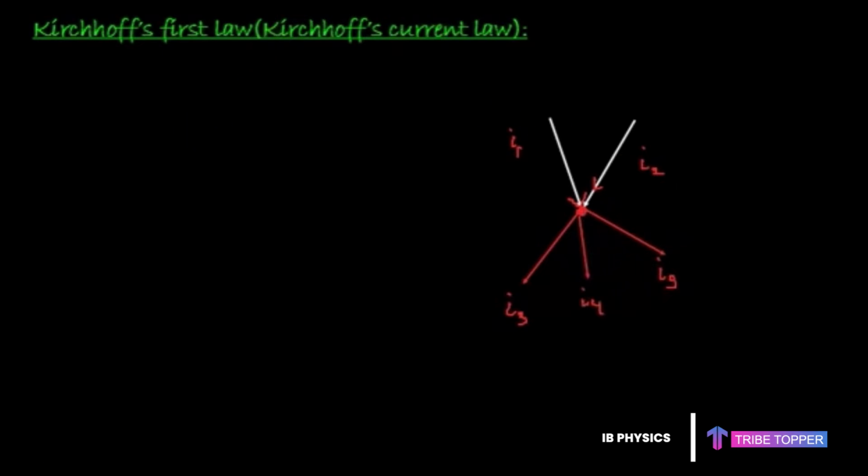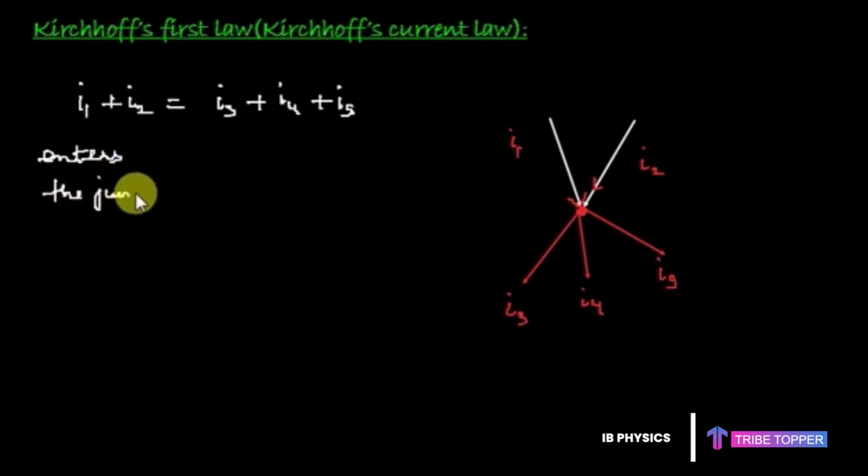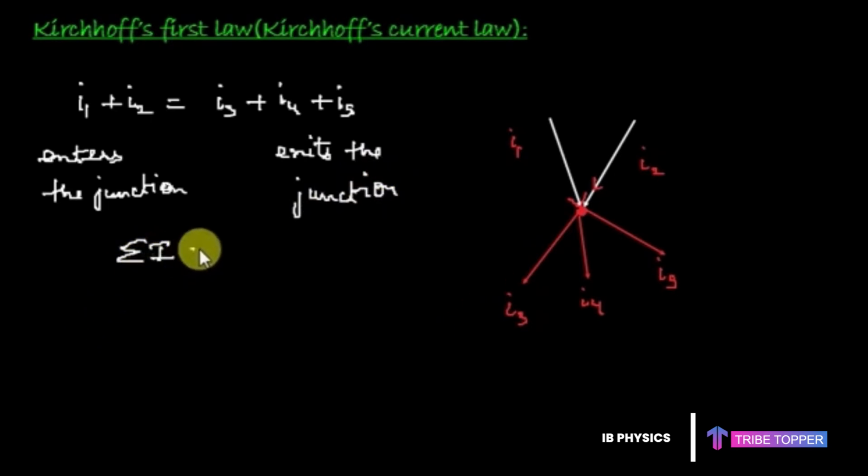What we are trying to tell in Kirchhoff's law is that I1 plus I2 is equal to I3 plus I4 plus I5. That means the total current that enters the junction is equal to the total amount of current that exits the junction. Or overall we can also define it in a way that summation I is 0.